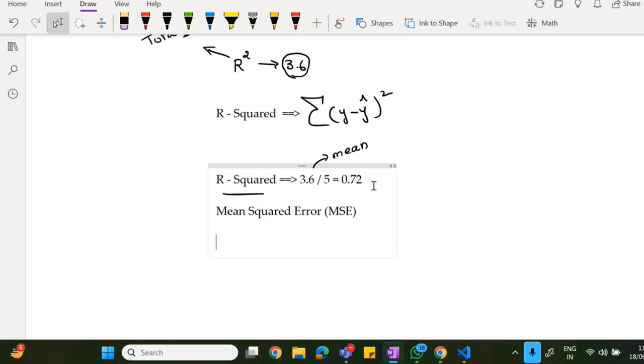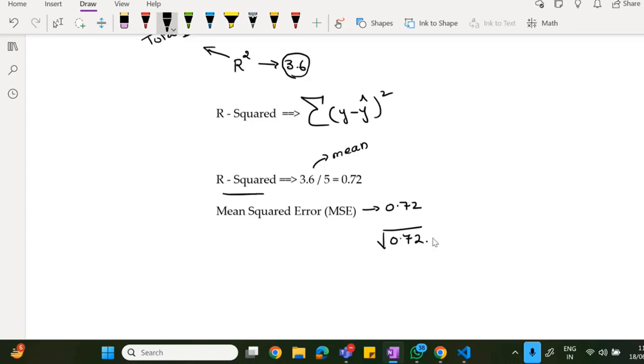Now, after applying the mean square error, I'm getting 0.72, but that effect of the square is still there. So I want to remove the square. How do we remove the effect of the square? We apply the square root. That's it. So I will apply the square root on 0.72.